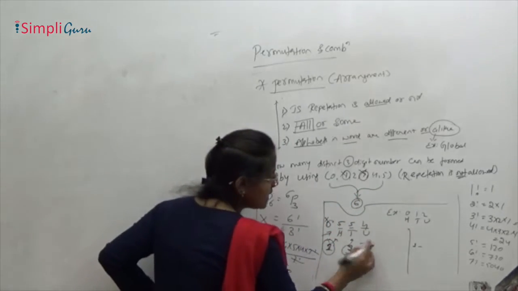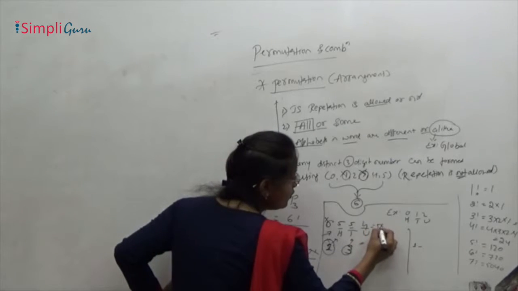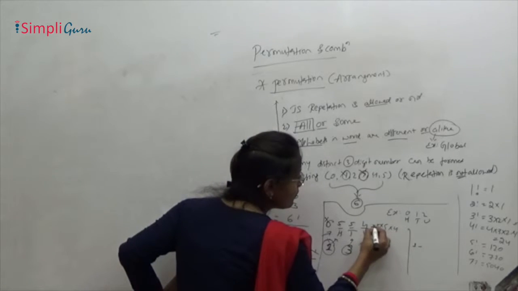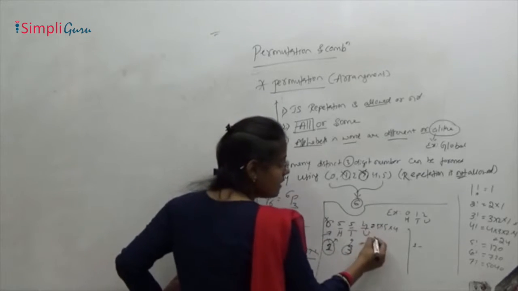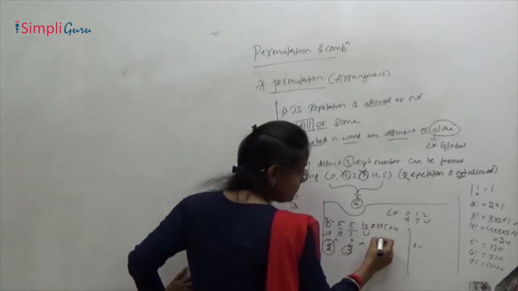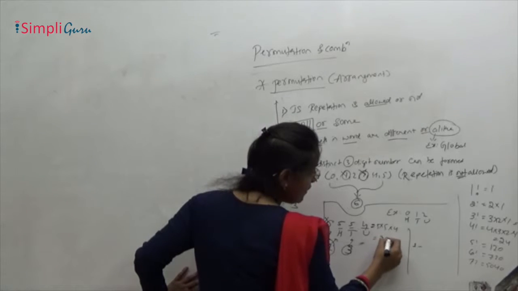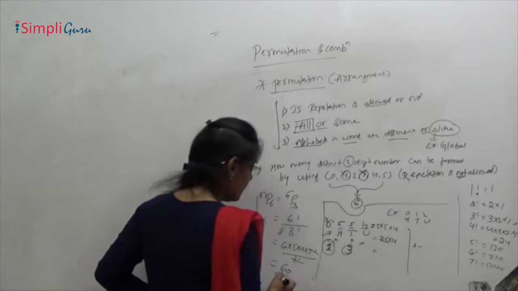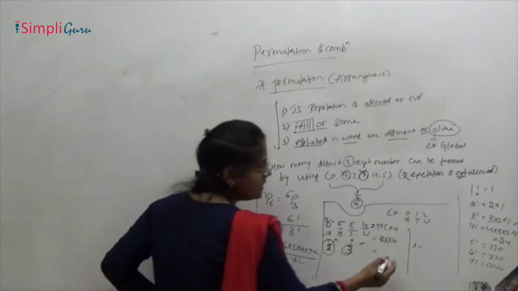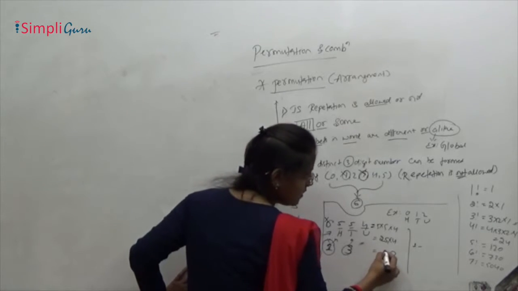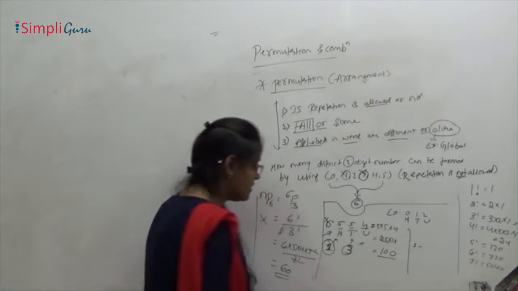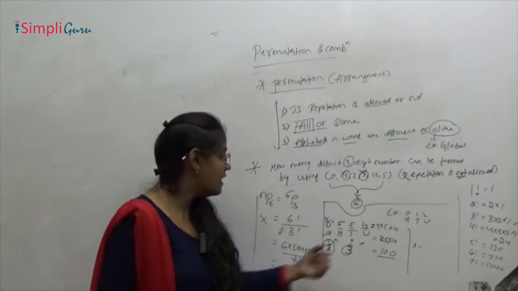So do the multiplication here: 5 into 5 into 4. So how much will I get? 5 into 5 into 4 is 25 into 4. This will be your answer. Consider how many number difference it will be. It's 100 ways. I can arrange the number in 100 different ways.